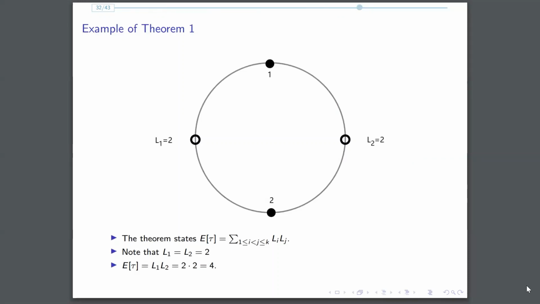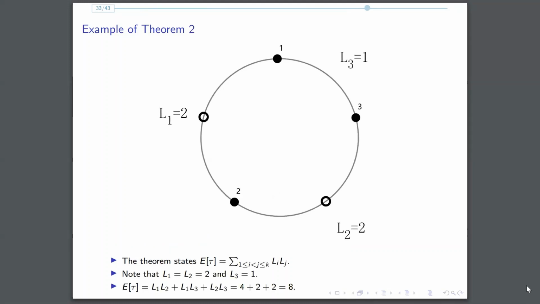So I would like to give an example of that theorem being used. Here we have the 4 cycle and a 2-particle distribution on the 4 cycle. The theorem states that the expected value of tau is the sum of Li Lj for distinct i and j from 1 to 2. Note that L1 equals L2 equals 2. So the expected value of tau is just L1 times L2, which is 4. In the second example, which is also the previous diagram, we look at the 3-particle distribution on the 5 cycle. Note that the expected value of tau here is L1 L2 plus L1 L3 plus L2 L3. And when we input the values of L1, L2, and L3, we get that the expected value of tau is 8.